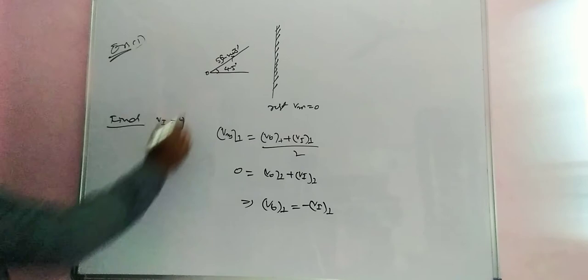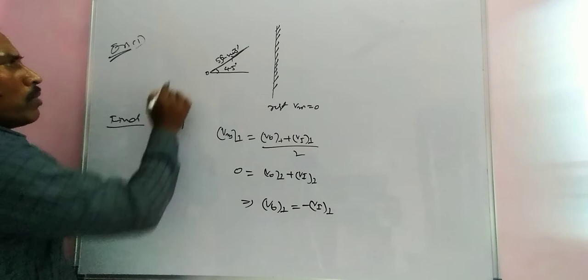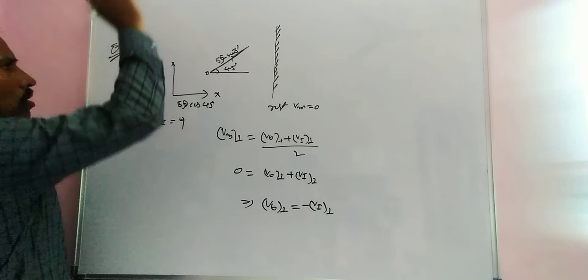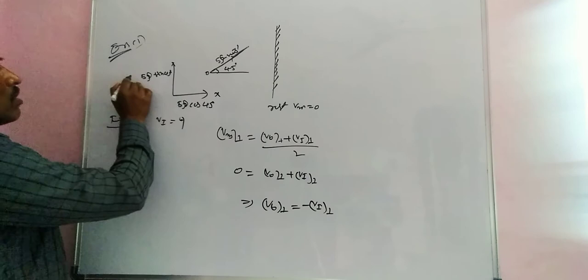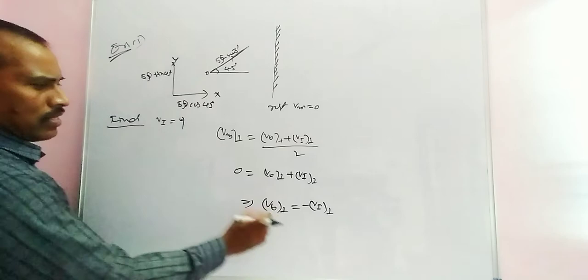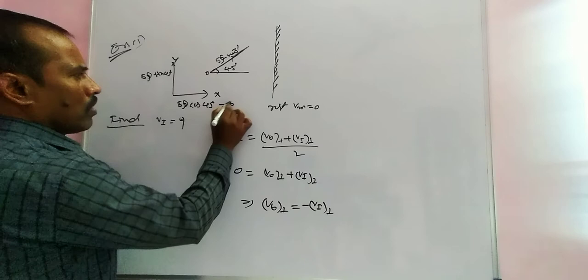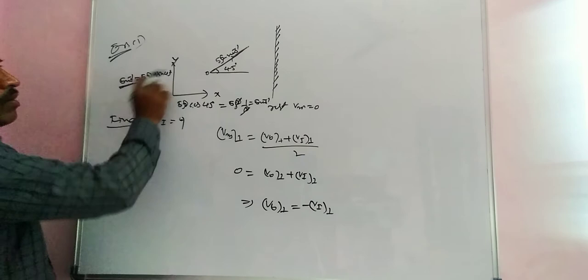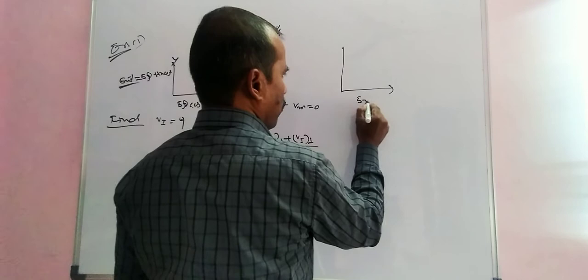The velocity is divided into two mutual components. One is 5 root 2 cos 45 degrees in the x direction. Next, in the vertical y direction, it is 5 root 2 sin 45 degrees. The x direction value, 5 root 2 times cos 45, with root 2 canceling, is 5 meter per second along the x direction. The y direction is also 5 meter per second since sin 45 is equal. So the velocity is 5 meter per second in the x direction and 5 meter per second in the y direction.